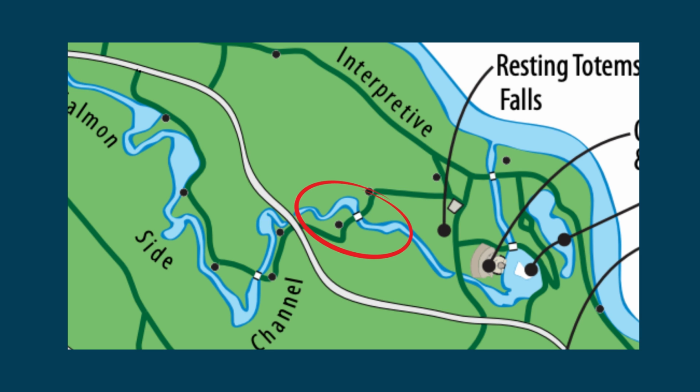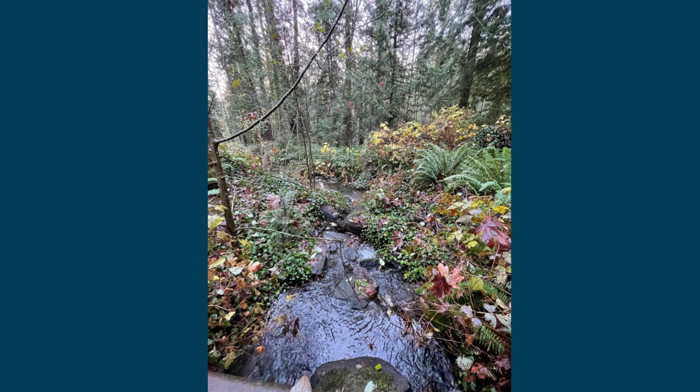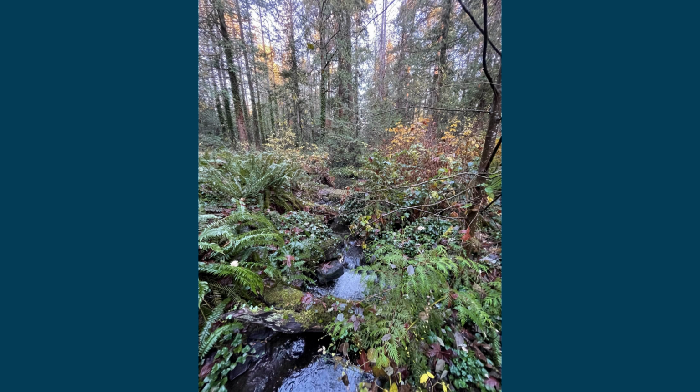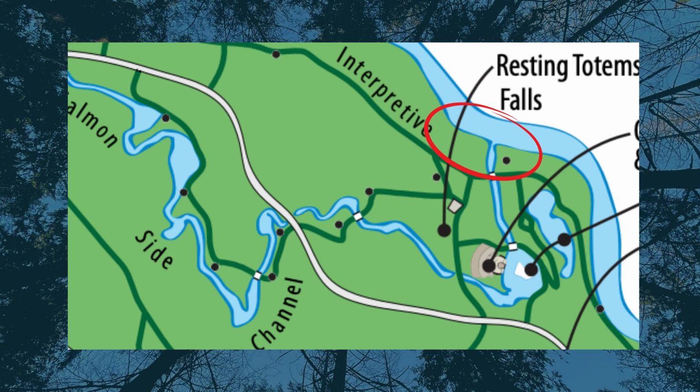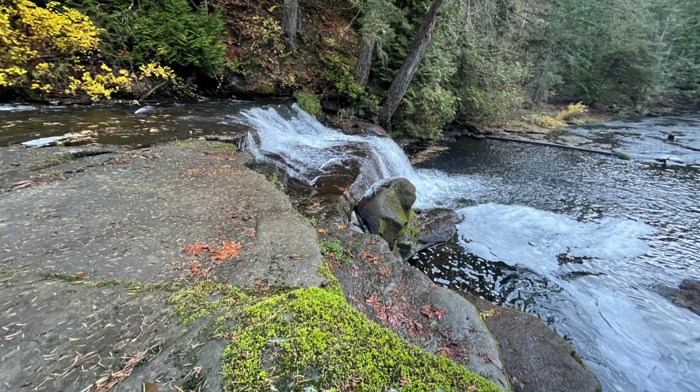Here is a map of the Salmon Side Channel where it intersects with a bridge circled in red there, which is what I'm going to be showing you for the next 2 slides. So here's a picture, and there's the second one. So now we're going to be looking at the waterfall and where the intersection of the Salmon Side Channel and Millstone River is. Here it is on a map circled in red.